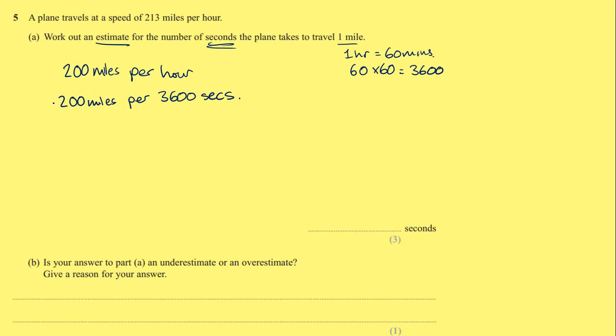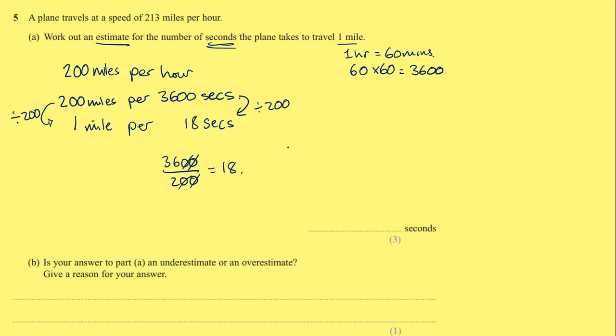All right. Now, I want to know how long is it going to take to do 1 mile. So I'm going to take that journey and I'm going to chop it up into 200 little parts. Now I can do the same over here. And I can find out how many seconds it takes to do 1 mile. Now 3,600 divided by 200, cancel, cancel, cancel, cancel. 36 divided by 2 is 18. And so 1 mile per 18 seconds.